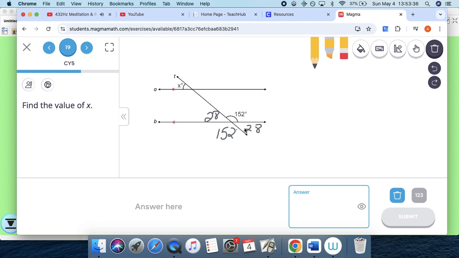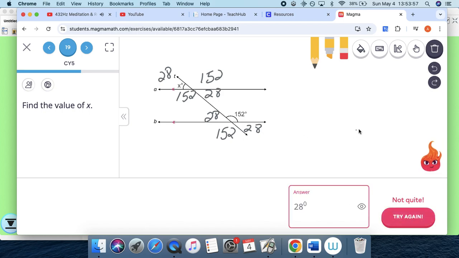So take these 4 and put it up here because they're the same value. This is 28 because those 2 are corresponding. This is 152 because those 2 are corresponding. Across on the other side, this is 152 because they're vertical angles, and this is 28 because they're vertical angles. So now we want the value of x. X is 28 degrees. Not quite. Did I subtract wrong? And probably I did. No.